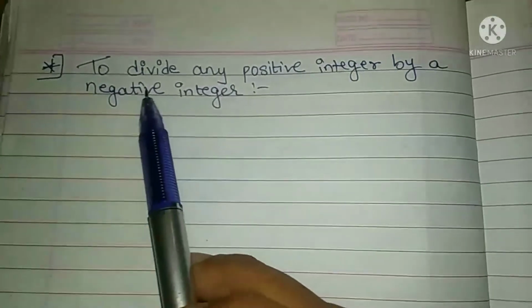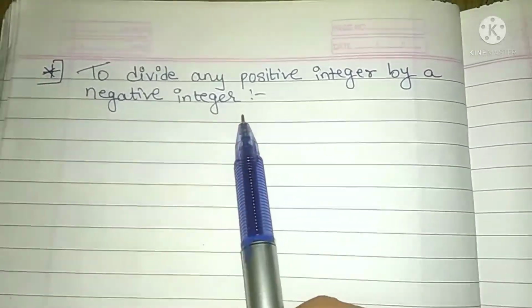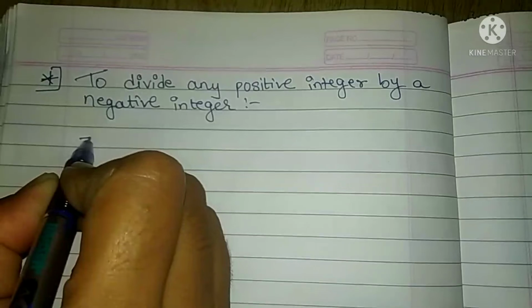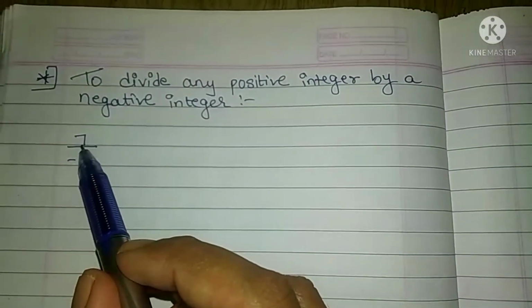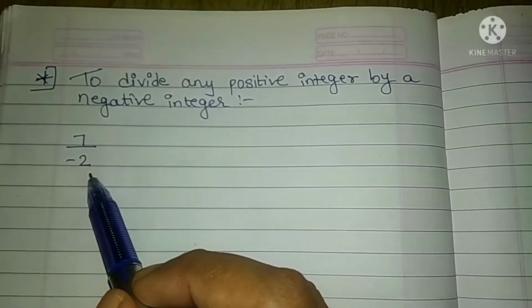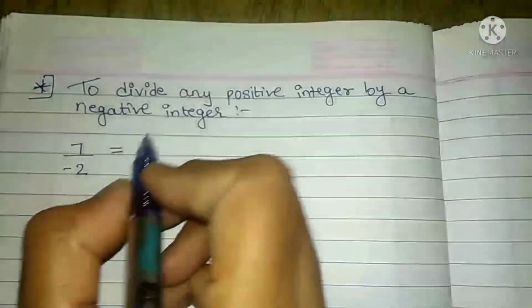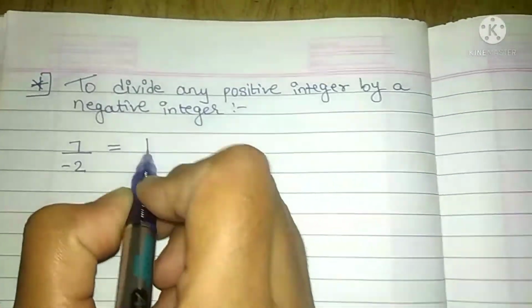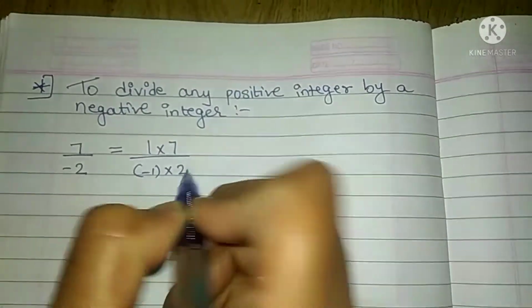Here you have to divide a positive integer by a negative integer. So here we will take an example, that is 7 upon minus 2. Now we have to divide this positive integer with the negative one. As per the equation, we will take 7 upon minus 2 is equal to 1 multiplied by 7 upon minus 1 multiplied by 2.